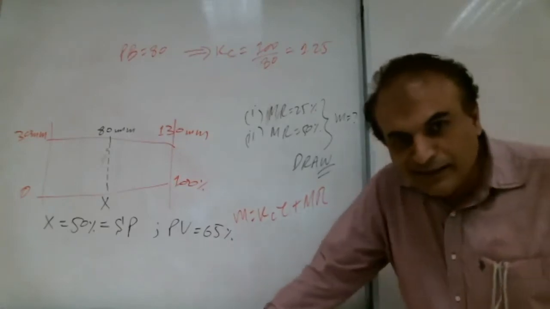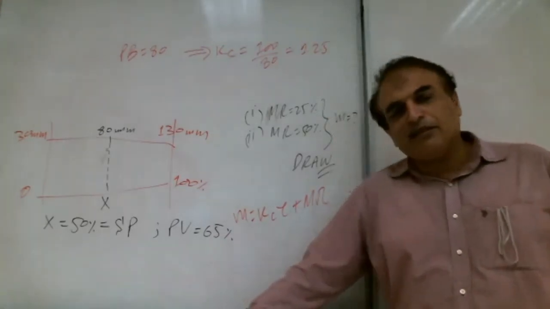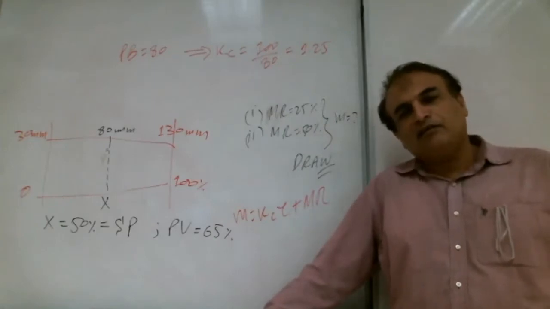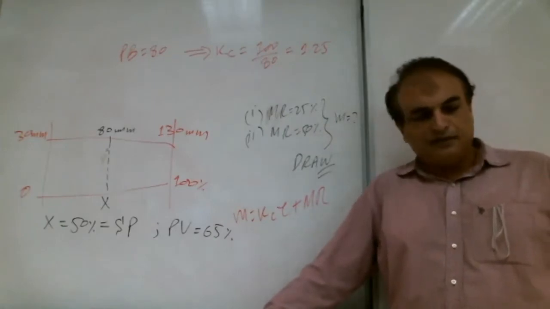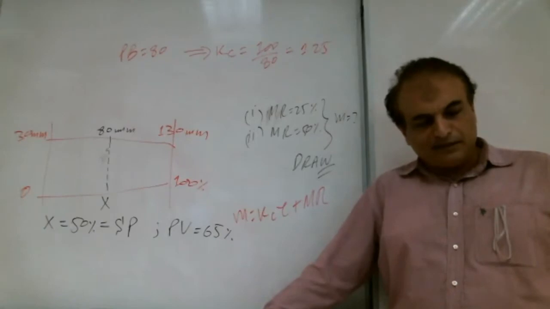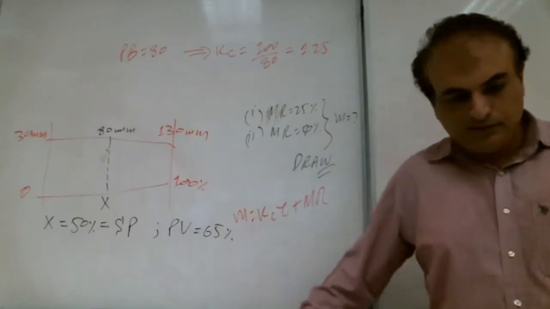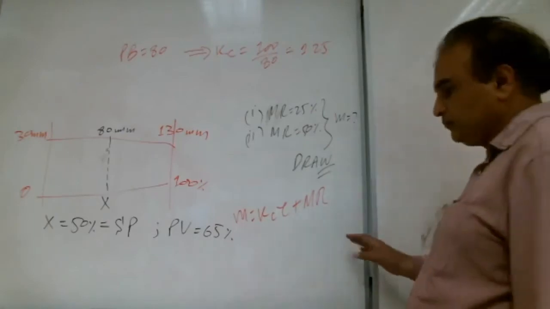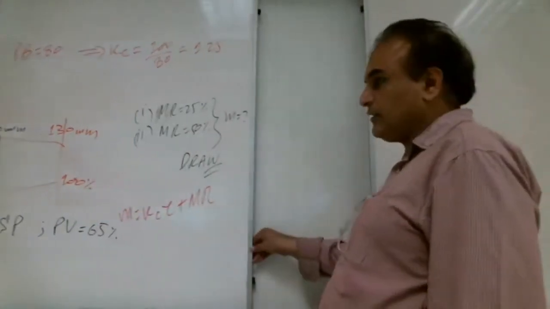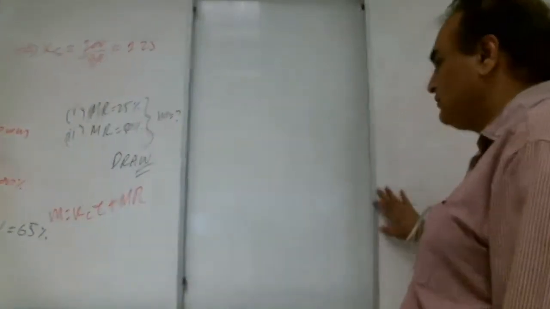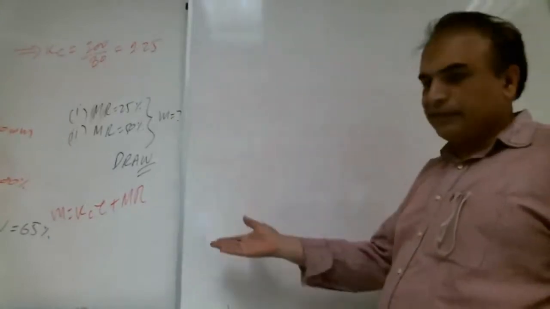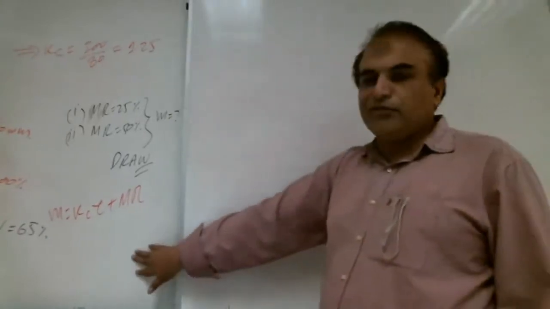Somebody is writing here SP minus PV. Why, Shabab? Why SP? Why not PV minus SP? Who told you it is reverse? Is it written in the question? It is reverse? Yes, Shabab. Is it written there? Not written. So if it is not written, how can you say it is reverse?